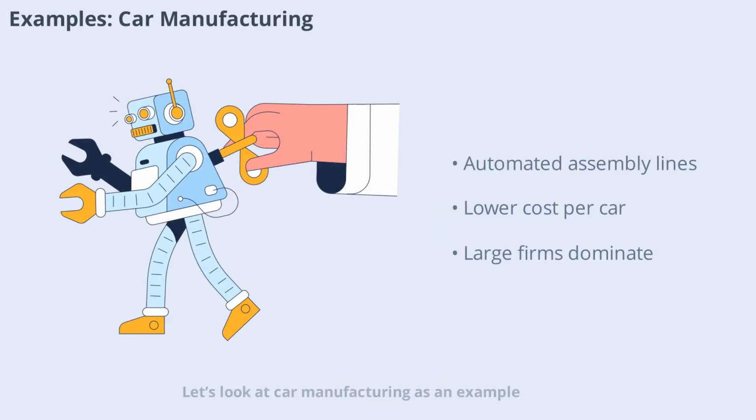Let's look at car manufacturing as an example. Large automakers invest heavily in automated assembly lines and robotics. These investments are only cost-effective when spread over thousands or millions of cars. As output increases, the average cost per car drops, demonstrating economies of scale in action. This is why the auto industry is dominated by a few large firms.